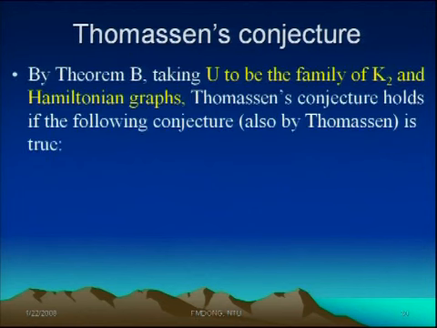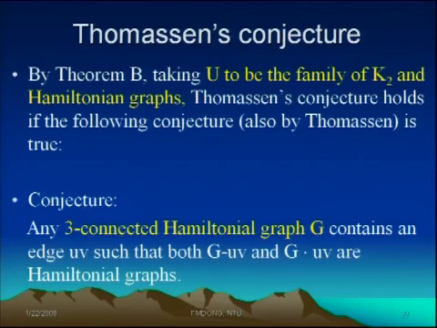Now let's go back to Thomason's conjecture. I have tried to prove his conjecture by doing it this way. Take U to be the family of K2 and Hamiltonian graphs. Just add the graph K2 into the family. Then Thomason's conjecture is true if this other conjecture is true: if every 3-connected Hamiltonian graph G contains an edge UV such that both G minus UV and G contract UV are Hamiltonian graphs, and so belong to the family also.